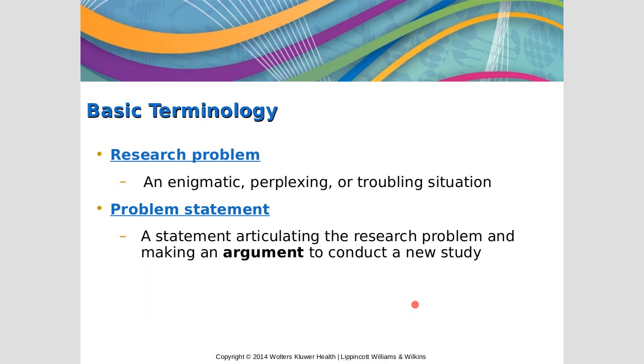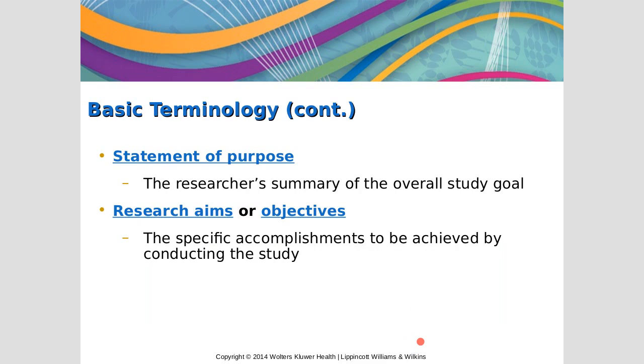Table 6.1 in your text has some really good examples of the differences between research problems, problem statements, statement of purpose, research questions, and hypotheses. That's a very good table to identify some good examples. So we go on to the statement of purpose, which is the researcher's summary of the overall study goal. You have research aims or objectives, which are the specific accomplishments to be achieved by conducting the study.